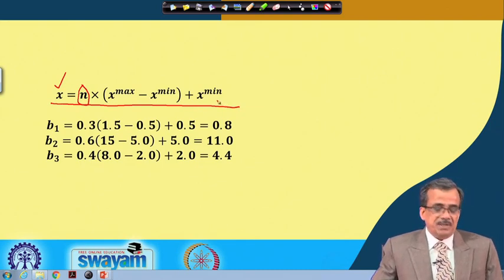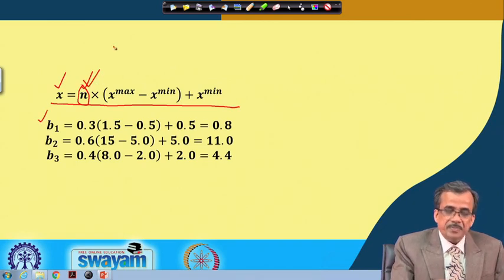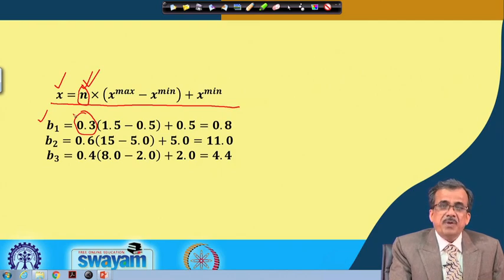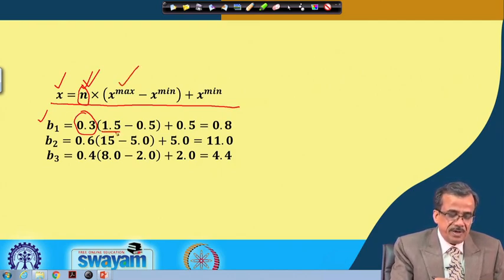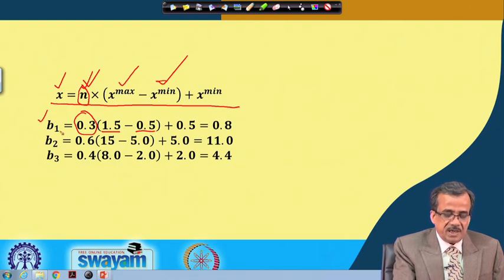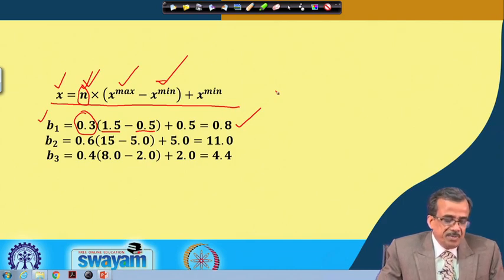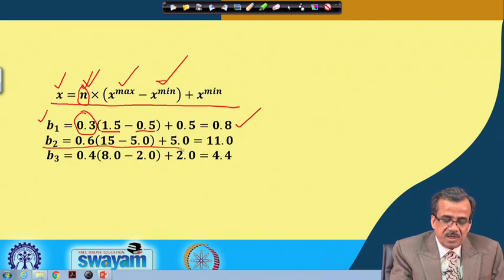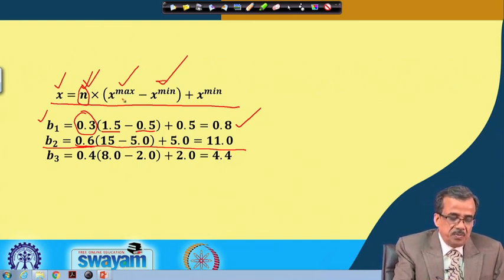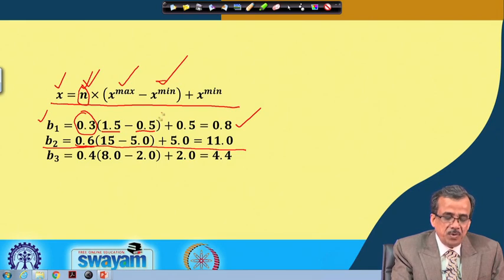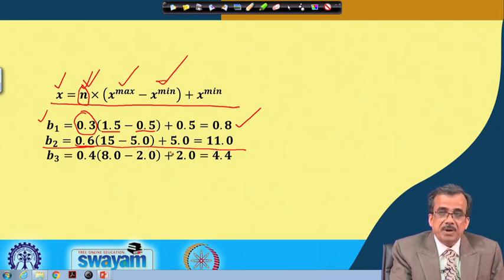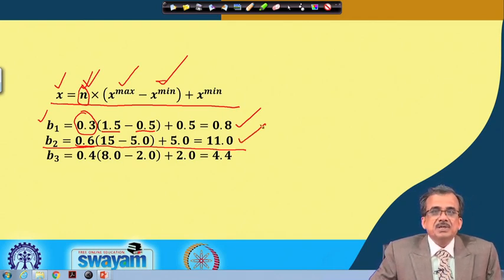Now, for a particular variable, say b1, if I know the normalized value, that is 0.3, if I know the maximum value for b1, that is 1.5, and the minimum value for b1, that is 0.5, very easily I can find out the real value for b1. So, the real value for this b1 is found to be equal to 0.8. Similarly, we can find out the real value for b2, and b2 is the normalized value of 0.6 multiplied by b2 maximum 15.0 minus b2 minimum 5.0, plus b2 minimum 5.0. So, this is equal to 11.0.